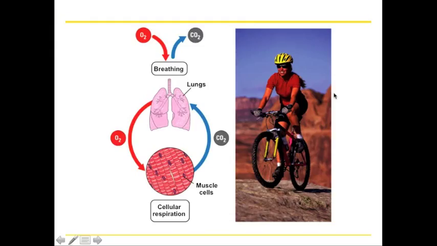And since it's an aerobic process, what we have to figure out is how it works with the breathing, because that's ultimately where our oxygen comes from.